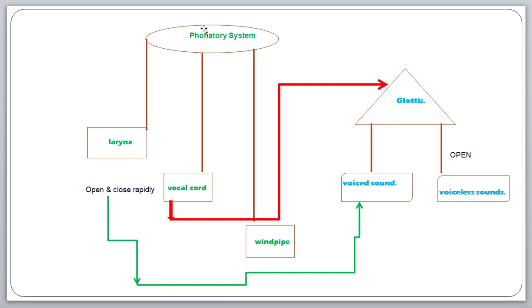In the phonatory system, there are three important organs: larynx, vocal cord and windpipe. And the vocal cord is responsible for producing voiced and voiceless sounds. Voiceless sounds are produced when the vocal cord and glottis remain completely open. Voiced sounds are produced when the vocal cord is half closed and half open.